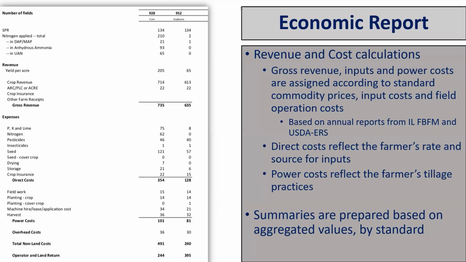What we don't collect is any financial information from the farmers. So we don't know anything about what they sold their grain for or how much they're paying for their inputs. Instead, we assign standard prices and costs across all farmers. So the reason we do this is, one, we don't necessarily want to collect all this financial data from farmers. You know, it would be interesting, but I think not right now.